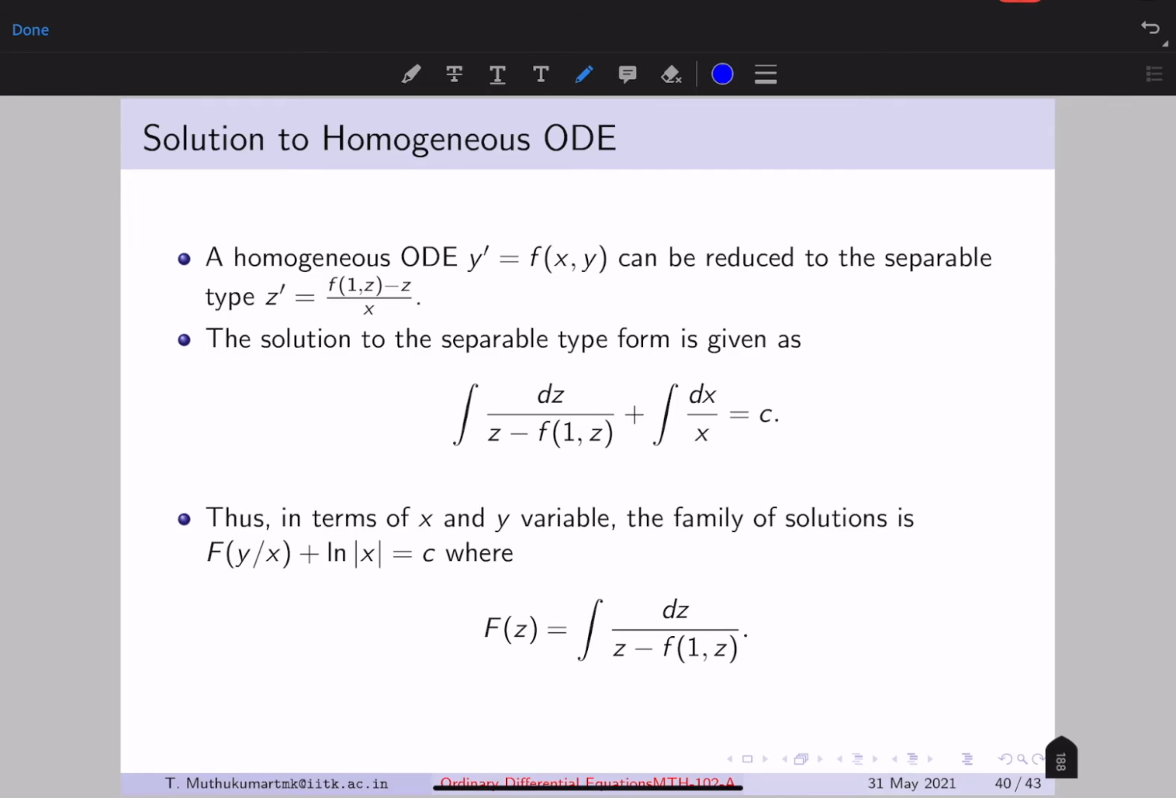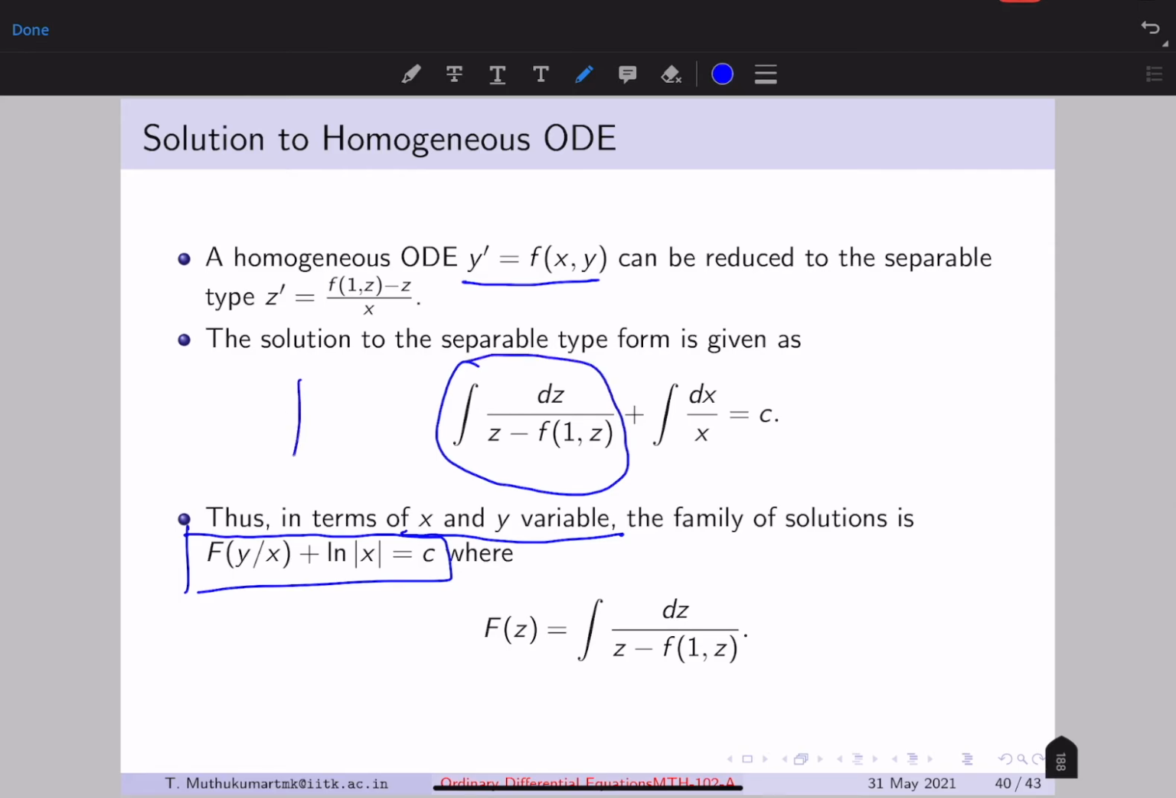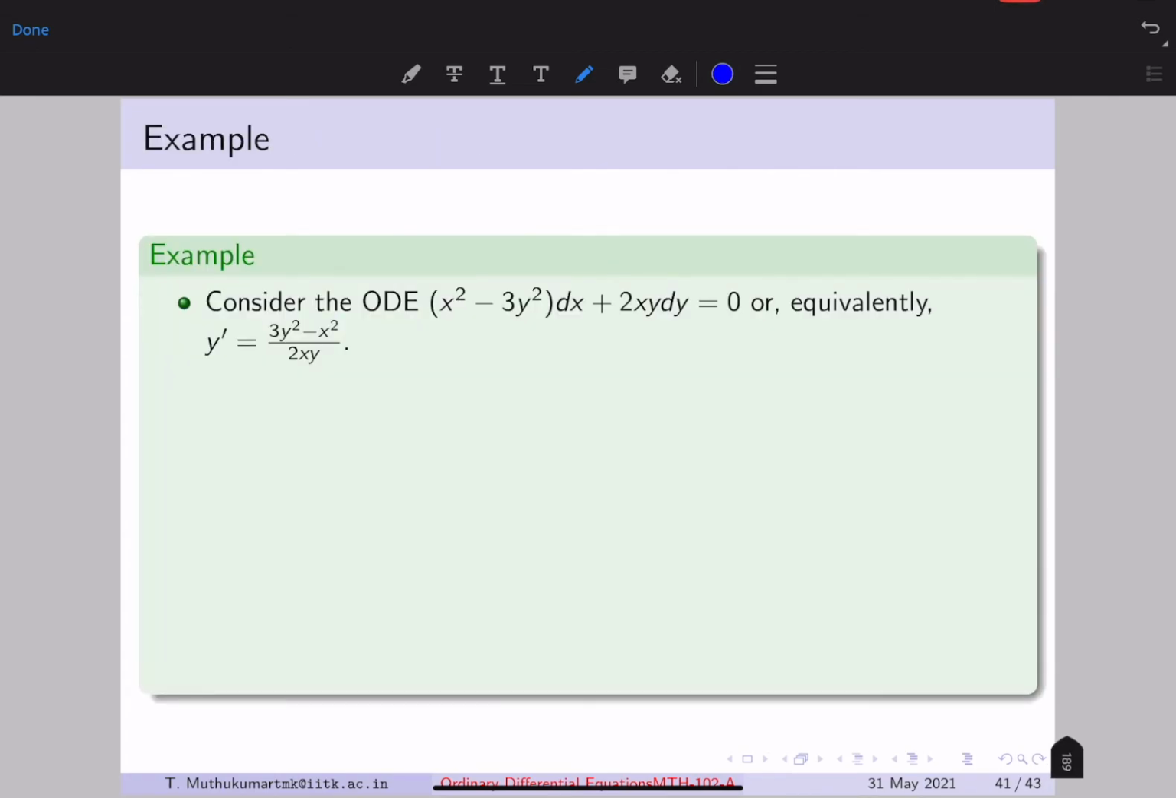Now since your original equation was in the x and y variables, you would like to compute your solution in the x and y variables. So rewrite in the x and y variable form. So this is your solution, where this is your capital F. F(z) is that first integral. You replace z equal to y by x, then you have the solution in terms of y and x variables. So you have a formula for finding the solution in the x and y variables. Any homogeneous ODE can be solved using just the technique of separable variables. So let's look at some examples.